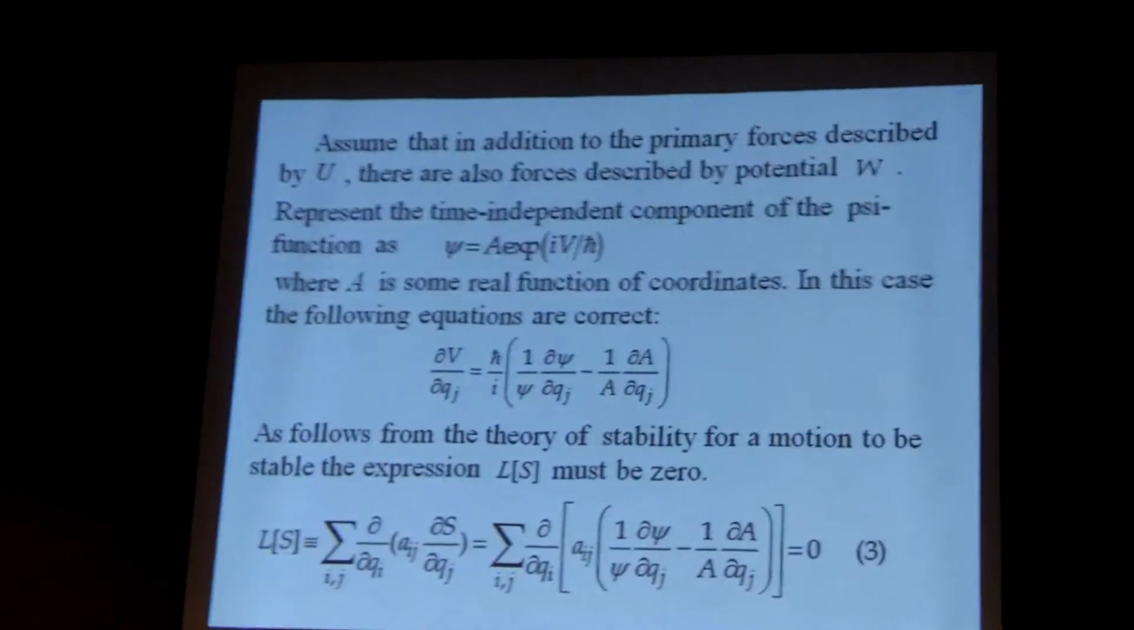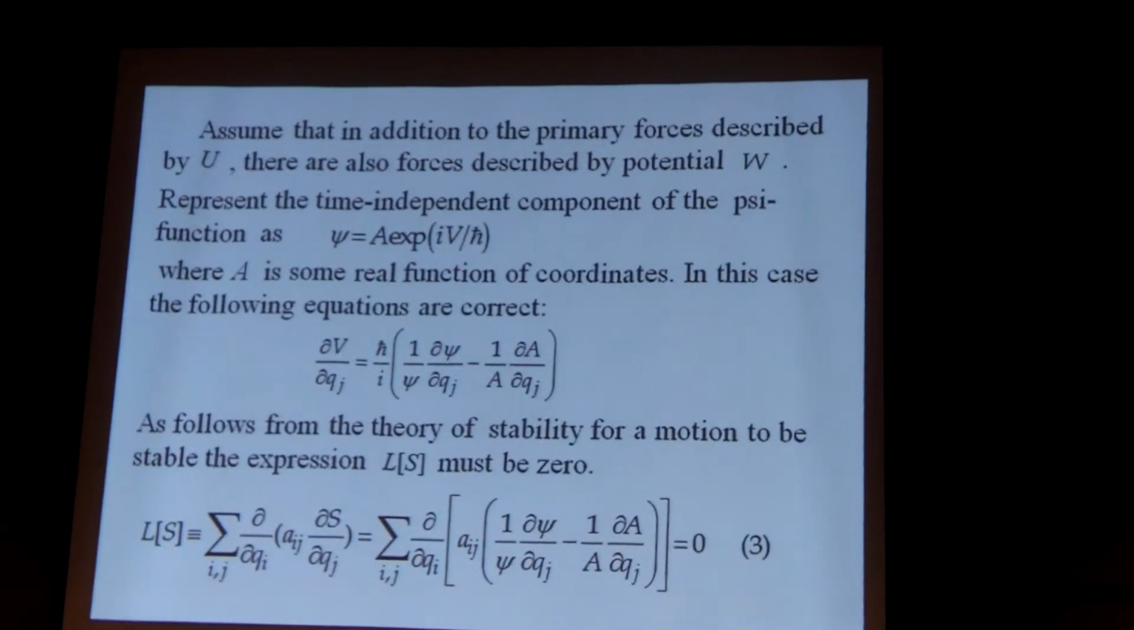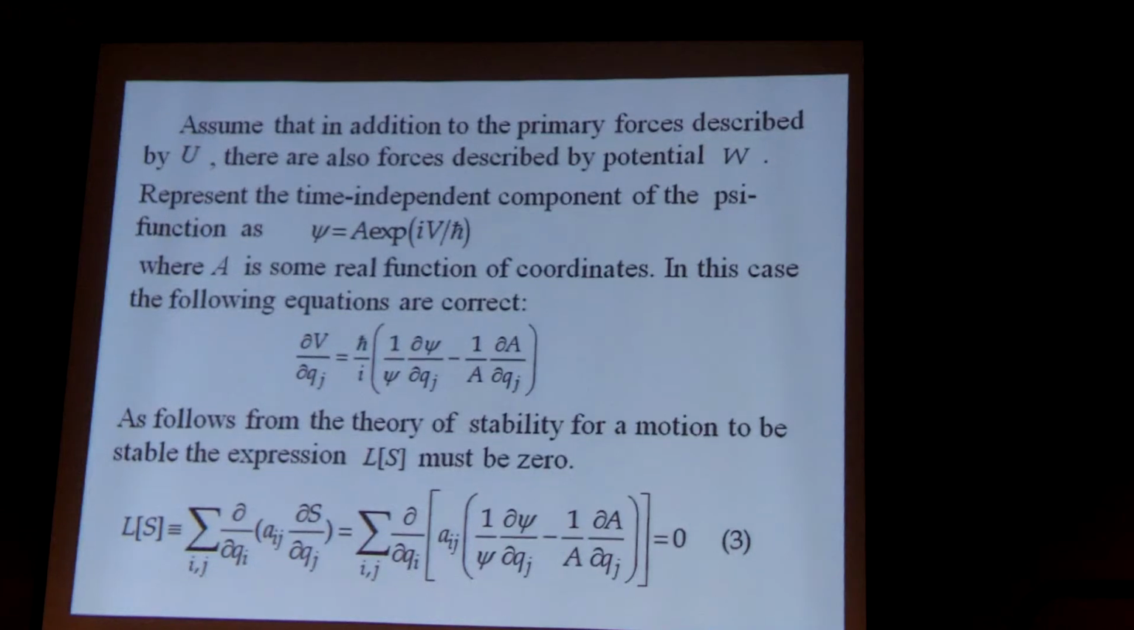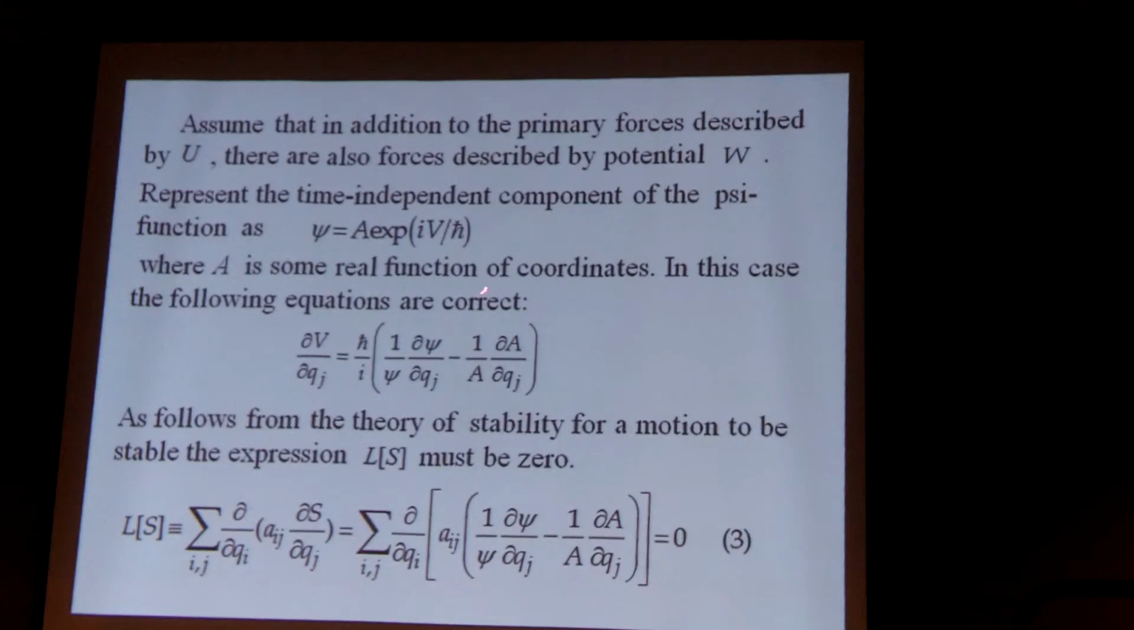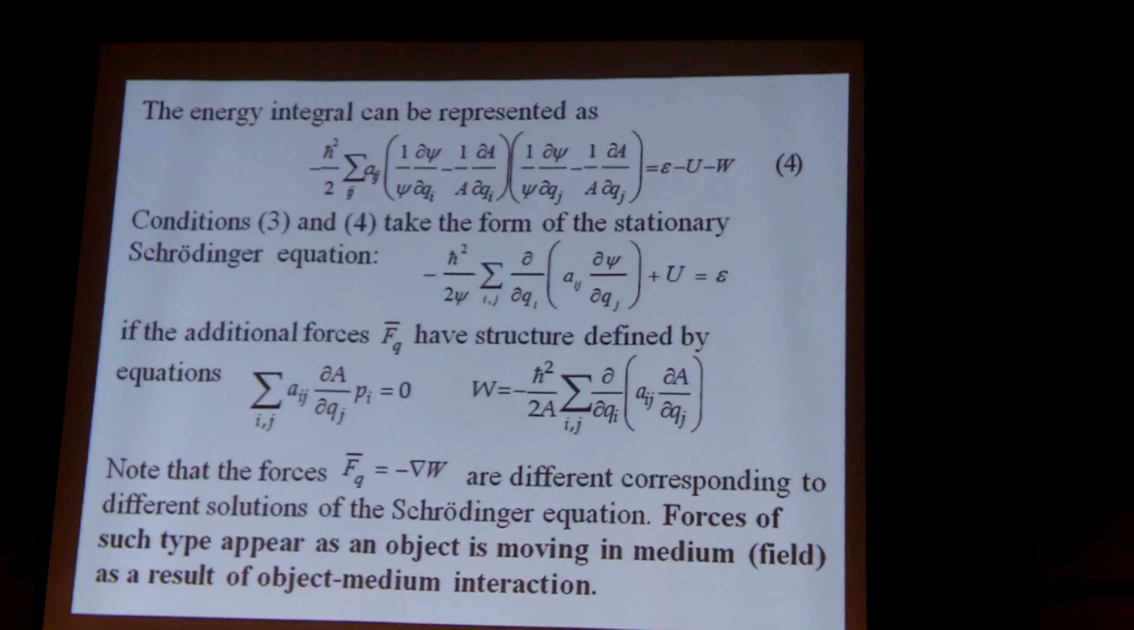So, assume that in addition to the primary forces described by U, there are also forces described by potential W. Represent the time-independent component of the psi function as S, where A is some real function of coordinates. In this case, the following equations are correct. As follows from the theory of stability, for a motion to be stable, the expression operator F of S must be zero. The energetic integral can be represented as you can see. Considering 3 and 4, they take the form of the stationary Schrodinger equation. You can see if the additional forces F_q have the structure defined by these equations.